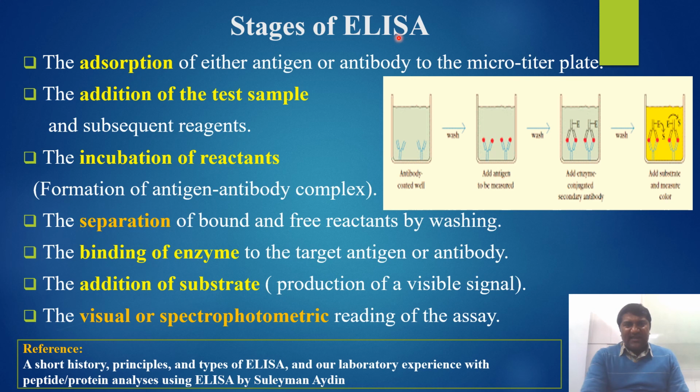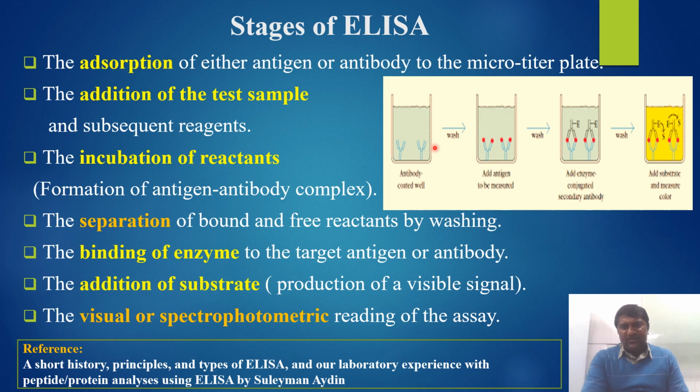So the stages of ELISA are: the absorption of either antigen or antibody to the microtiter plate, the addition of the test sample and subsequent reagents, the incubation of reactants, formation of the antigen antibody complex, and the separation of bound and free reactants by washing, the binding of enzyme to the target antigen or antibody, the addition of the substrate, production of a visible signal, and the visual or spectrophotometric reading of the assay.